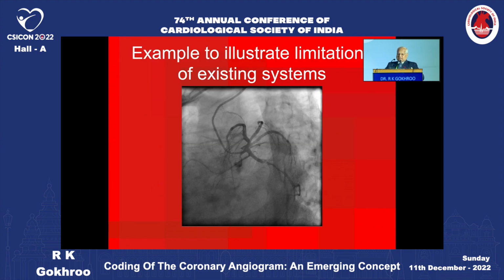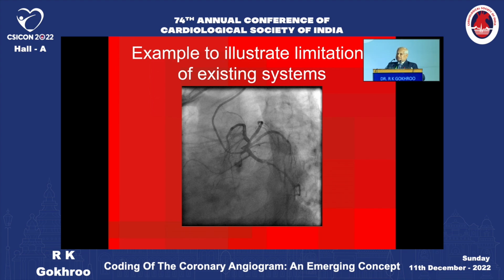For example, this is an angiogram. If you see the D1, D2 is so close. So by definition of the various associations, D1, D2 is mid LAD. And if you speak of mid LAD, your mind doesn't think that it will be so close.